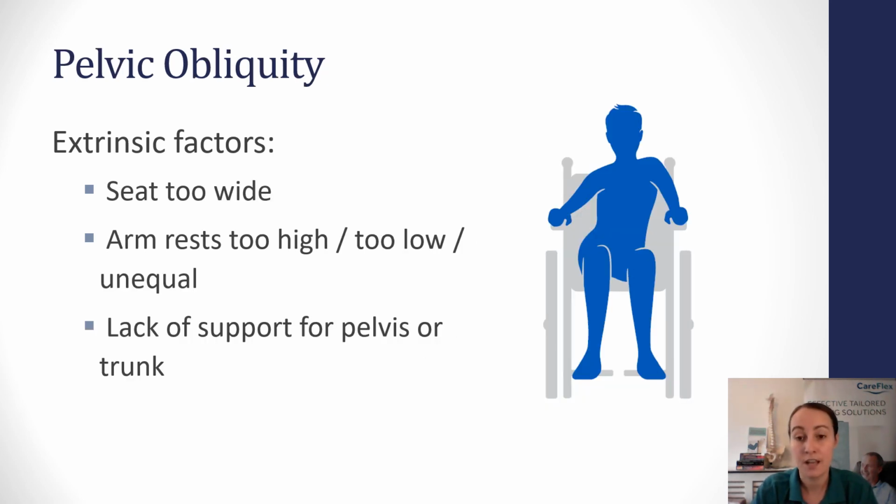Basic chair dimensions can have a negative impact on pelvic obliquity too. So for example, if the seat is too wide for the individual, they may go into that pelvic obliquity to seek that support and stability that they need for posture from both sides of the chair. Maybe the armrests are too high or too low, or they're set unequally, causing a lateral flexion or a lean at the trunk, which then of course impacts on pelvic obliquity. Maybe there's lack of support for clients who are presenting with trunk weakness or poor postural control.